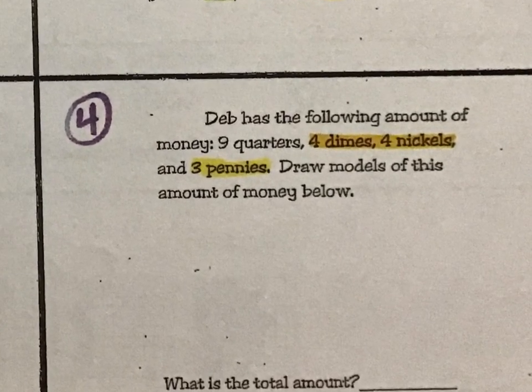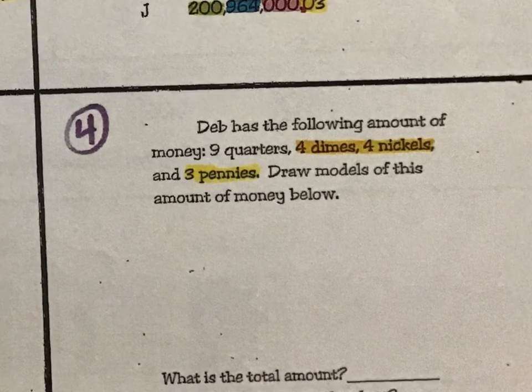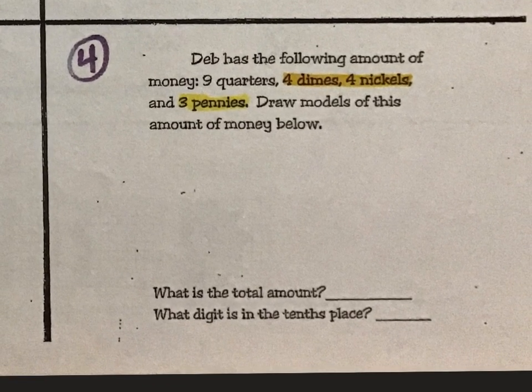And number 4, Deb has the following amount of money: 9 quarters, 4 dimes, 4 nickels, and 3 pennies. Draw models of this amount of money below. What is the total amount, and what digit is in the tenths place?